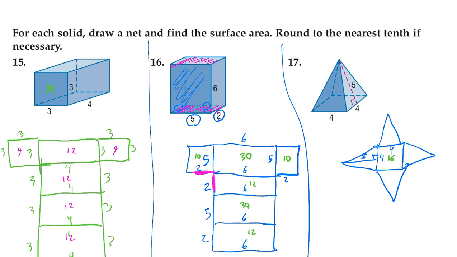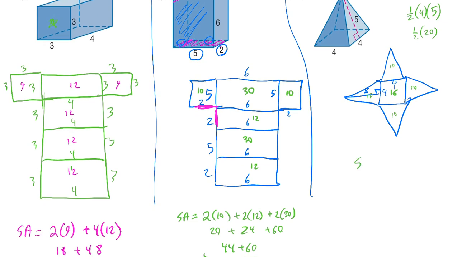So we have 16 in the middle. The triangle is going to be 1/2 times 4 times 5 because of that right angle. So we have 1/2 times 20. So each of these is going to be area 10. Okay, so we have surface area is 16 plus 4 10s. 16 plus 40 is 56.